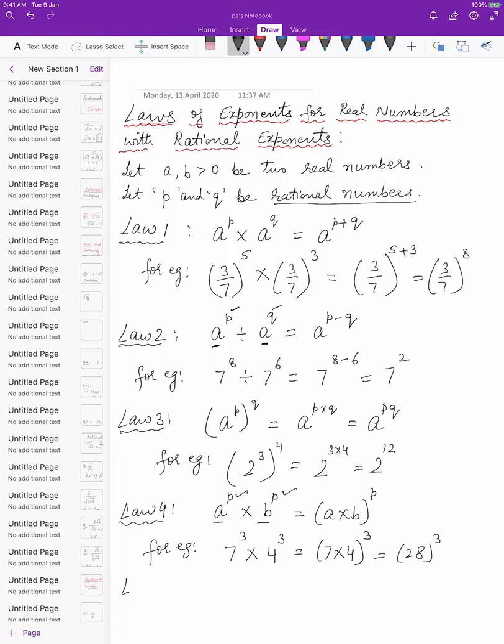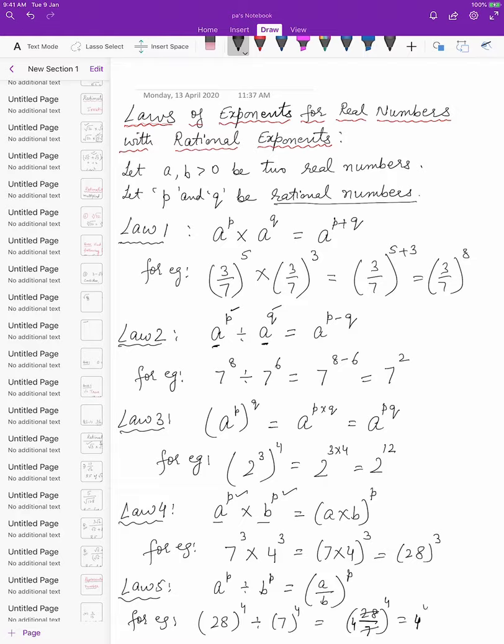Similarly, you have a law for division also, that says a raised to the power p divided by b raised to the power p can be written as a upon b, raised to the power p. For example, let's take some other example, in which suppose I take 28 raised to the power 4 divided by 7 raised to the power 4. It will give me 28 divided by 7, raised to the power 4, which gives me 4 raised to the power 4.